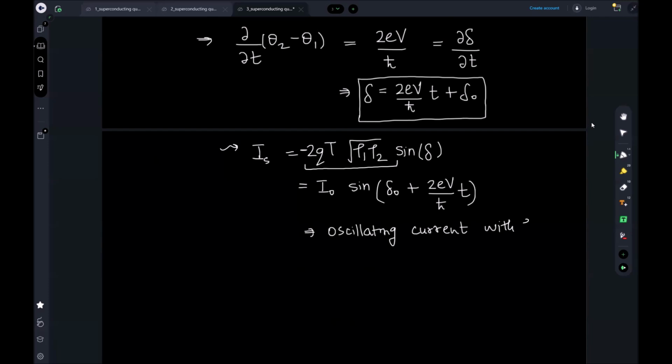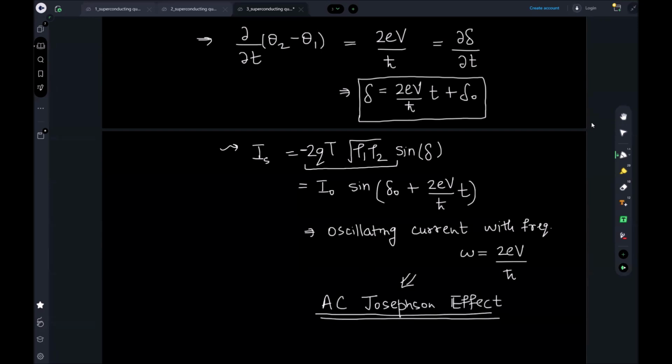And it oscillates with the frequency that is given by omega, which is 2 EV over h bar. And this is known as the AC Josephson effect. That is, the existence of an oscillating current is called the AC Josephson effect.